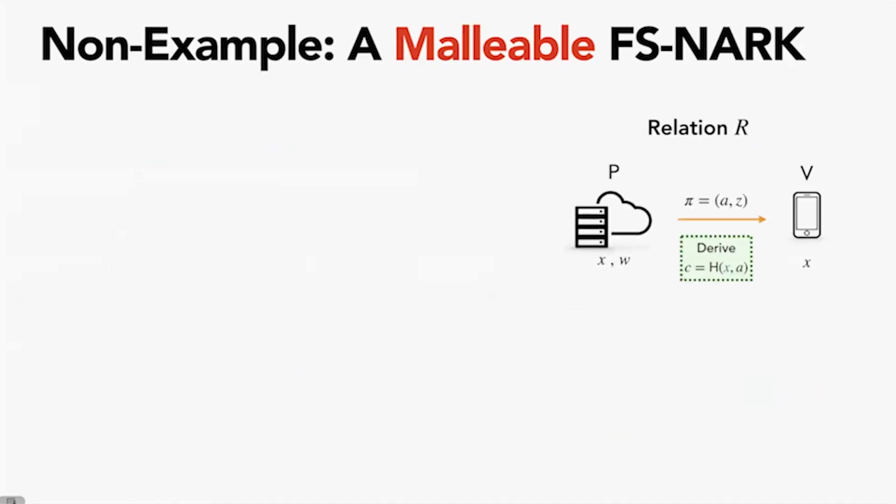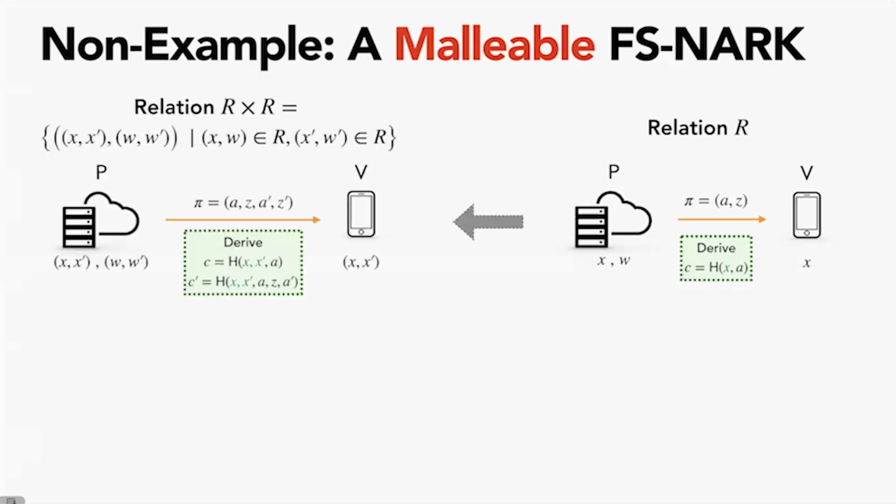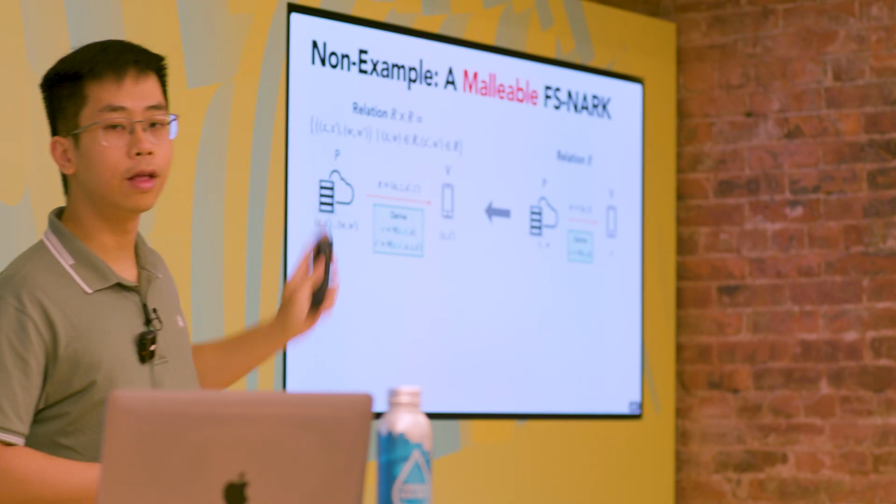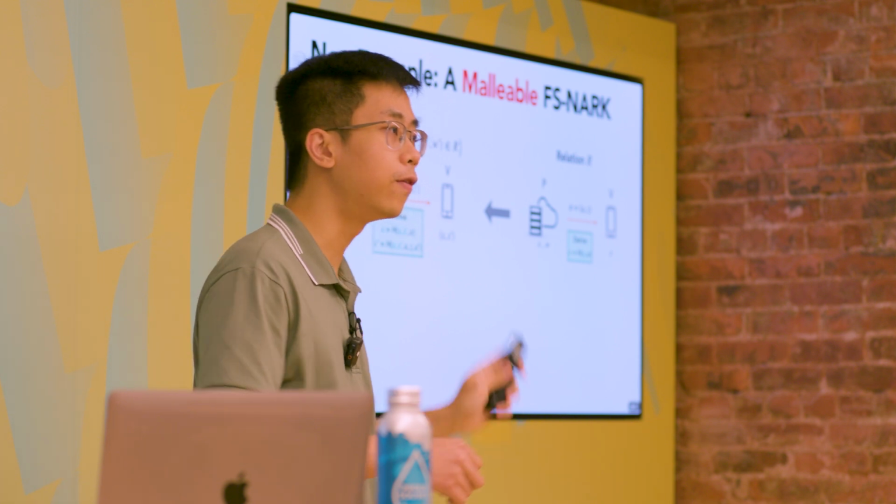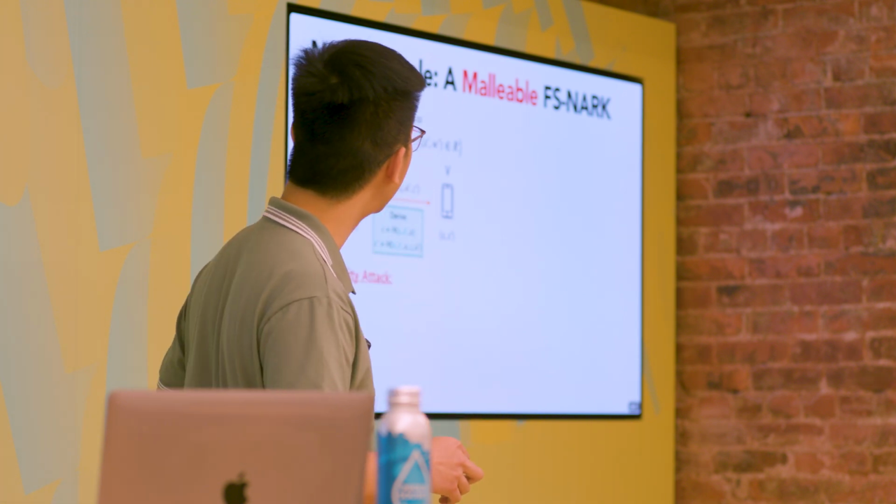Let's say you take some Fiat-Shamir non-interactive argument. Let's say this one just has 2 messages and 1 challenge. And then you somehow double this protocol. You double it by proving a product relation where you have 2 different statements and 2 different witnesses. You layer the 2 executions sequentially. OK, so I claim that this protocol right here is not simulation extractable. In fact, it's very malleable, and here's the malleability attack.